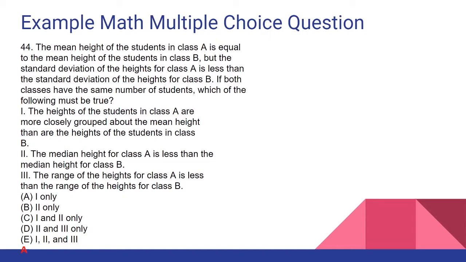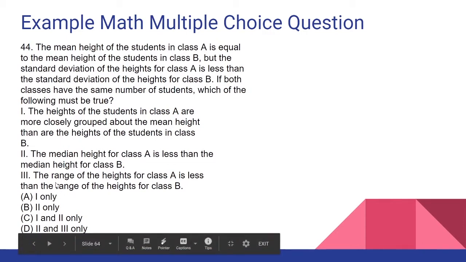So you're gonna read through all of these, and then you're gonna have to answer which one is true. I: The heights of the students in class A are more closely grouped about the mean height than are the heights of the students in class B. II: The median height for class A is less than the median height for class B. III: The range of the heights for class A is less than the range of the heights for class B. For this type of question, it's really important to understand standard deviation and the way it works, and standard deviation has a specific formula. Without going too much into the math, I'm just going to tell you right off the bat, the answer is A for this question, I only.